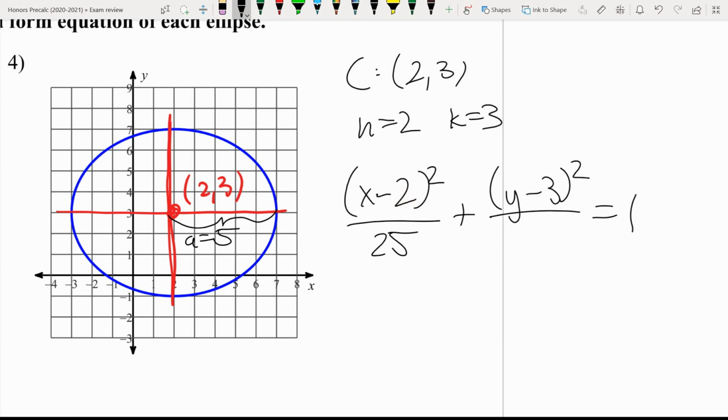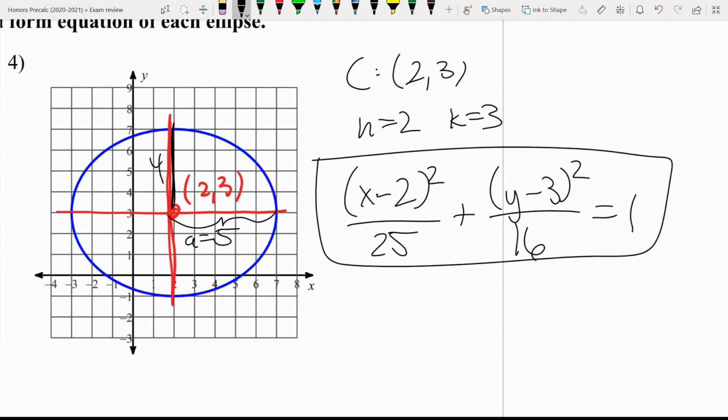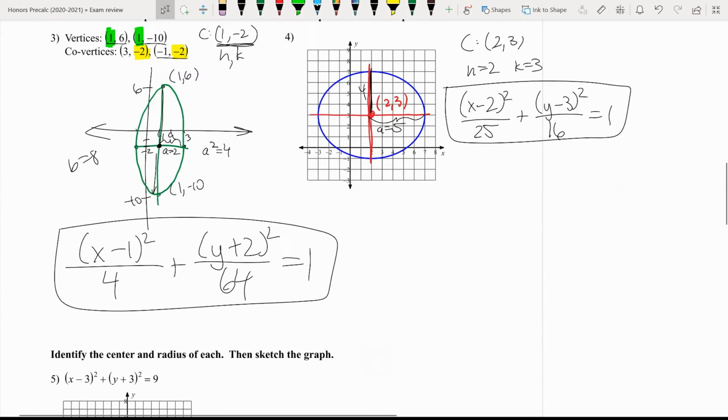Square that, that's what goes on the bottom here, our a squared. How far up and down are we going? Looks like I'm going 4, that's our b. So b squared would be 16. Pretty simple, and a lot of you guys did pretty good on that problem.